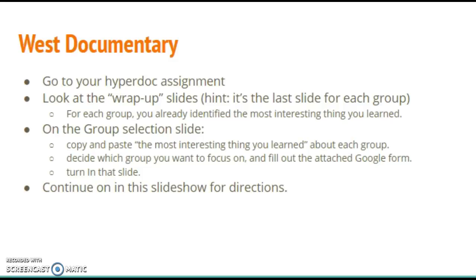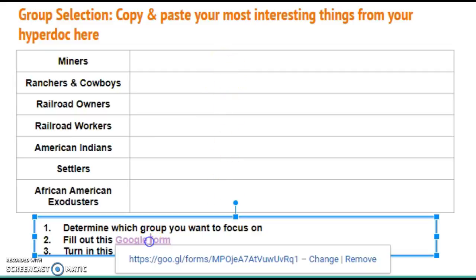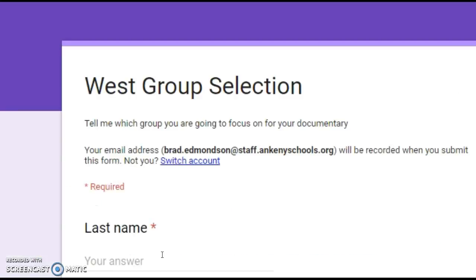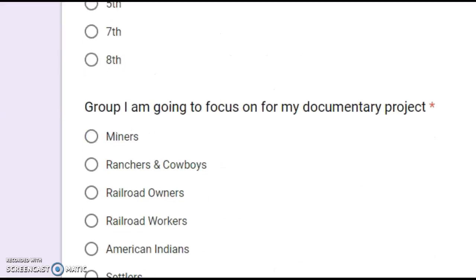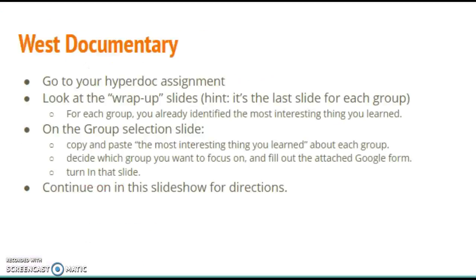At the bottom of that, there's also a Google form. So here's what the slide actually looks like. It's this one right here. So you've got this one open. You're going to copy and paste each interesting thing about each group, and then down here you're going to click on the Google form and go take it, and basically you're just going to tell me what group you're going to focus on. So your name, your period, and then what group you're doing, and then submit that so I have an idea as to which group you're doing. Okay, so you're going to do that, and then I need you to come back here and watch the rest of this video for more directions. So go ahead and pause this now and go do that, and then come back to it.